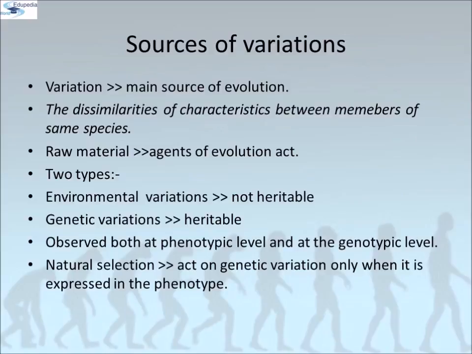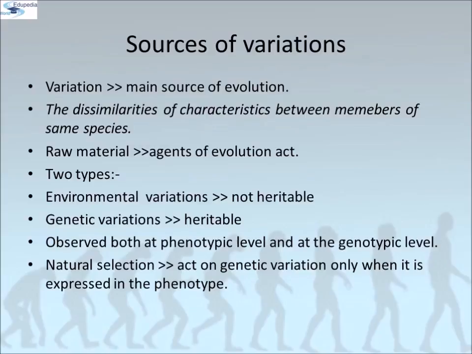Sources of variation. Variation is one of the main sources of evolution. No two members of a population are exactly alike. The dissimilarities of characteristics between members of the same species are called variation. Variation is the raw material on which agents of evolution act. Therefore, for a population to evolve, its members must possess variation.